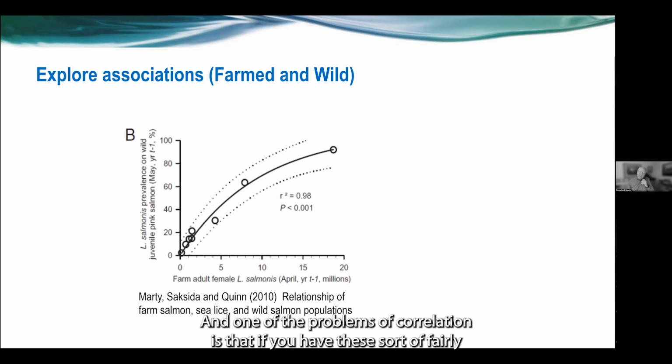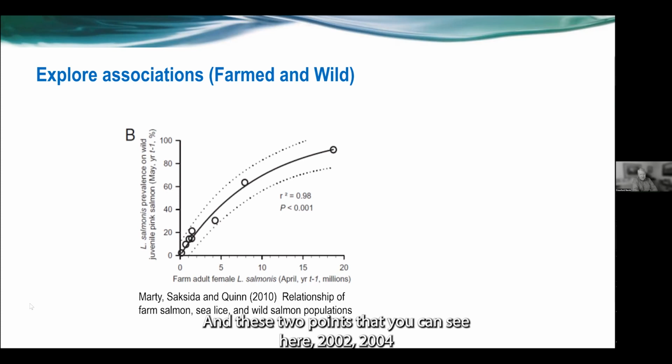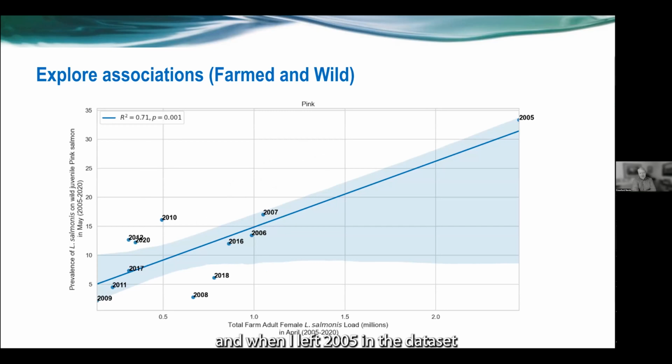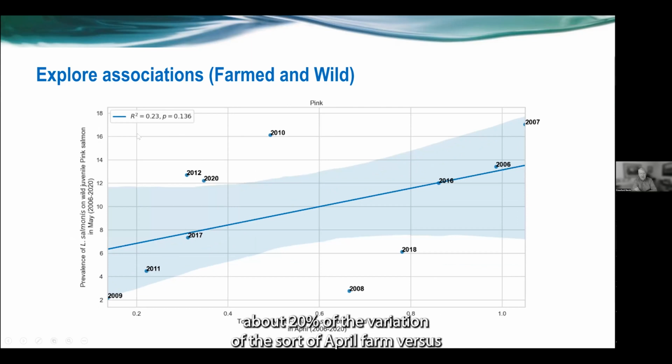One of the problems with correlation is that if you have fairly high outlier points, as they're referred to, and in this particular case, the outliers in this graph happen to be 2002 and 2004, when there were very high levels of infestation. So I took their same model and looked at our more recent data, just comparing 2005 until 2020. When I left 2005 in the data set, I did find an R squared, nothing like as good as their 0.99, but there was some association. But when I removed 2005, this dropped to where I could only explain about 20% of the variation of the April farm versus wild May data, and certainly nothing like that 0.99.